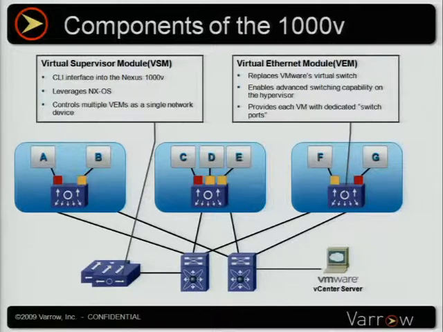The virtual Ethernet module runs on the ESX host. It enables advanced switching, and we'll get into how it provides each VM with dedicated switch ports. But just keep in mind there's two components. It's not overly complicated. You have your control plane in the VSM, your data plane in the virtual Ethernet module. The virtual Ethernet module is what you license. Since if it goes on 10 ESX hosts, they have 2 sockets of processors each, you would buy 20 licenses. You do not license the virtual supervisor modules.